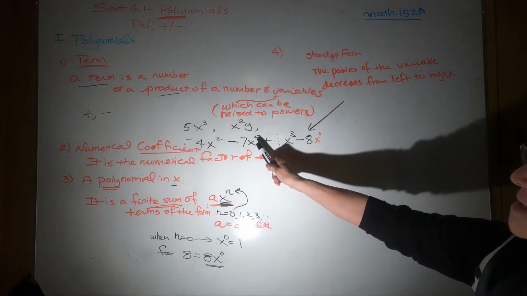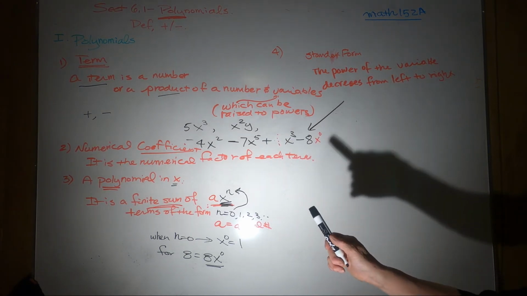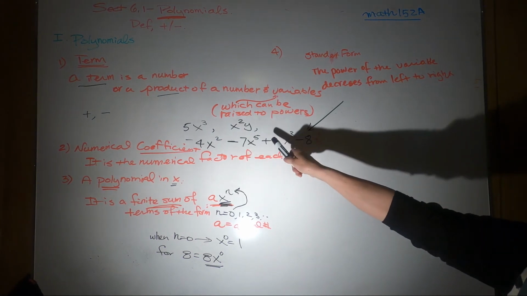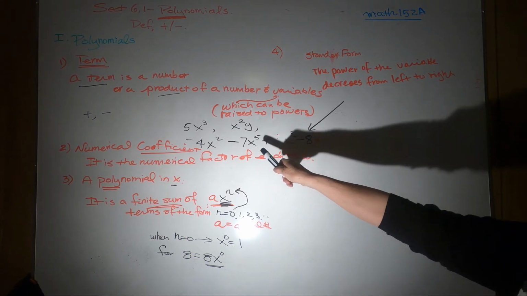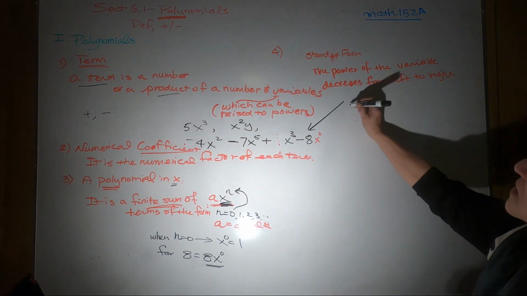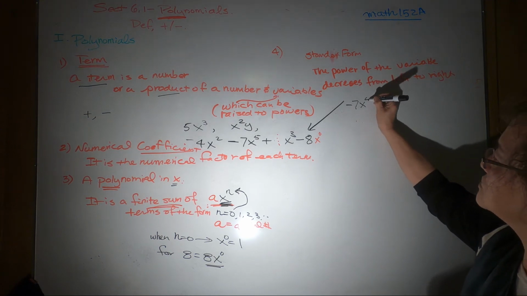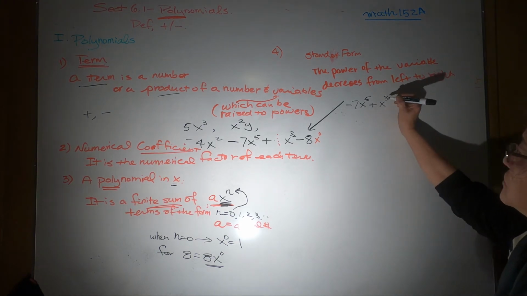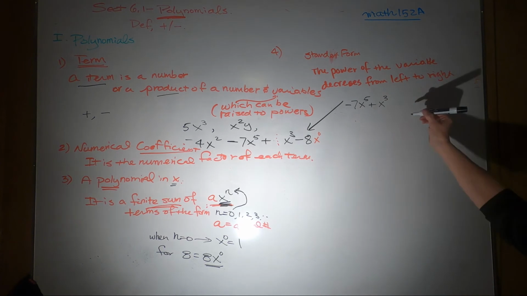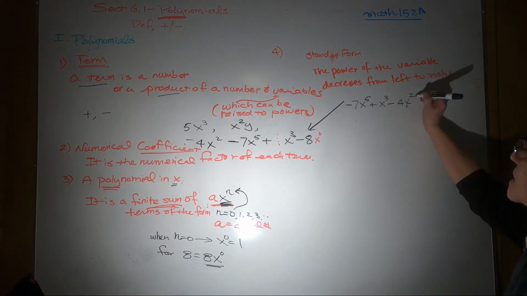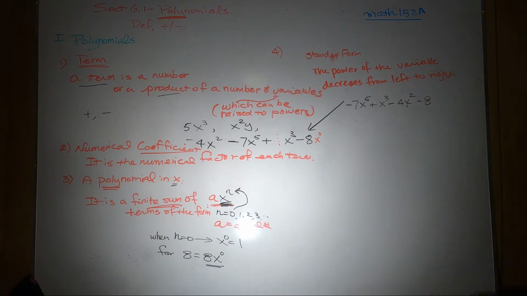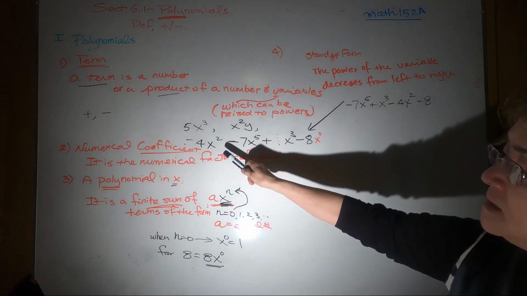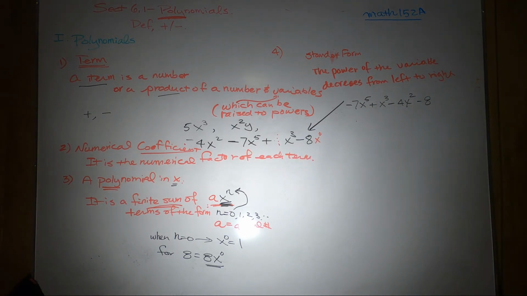So the highest power is x to the 5th, right? Also the sign goes with the term behind it, okay? So this negative belongs to this. So you will write negative 7x to the 5th power. Next one is x cubed, so you write add 3x cubed. Next one will be what? Minus 4x squared, then minus 8. If you want to write the standard form for this poly, you need to write it this way. That's what we mean.